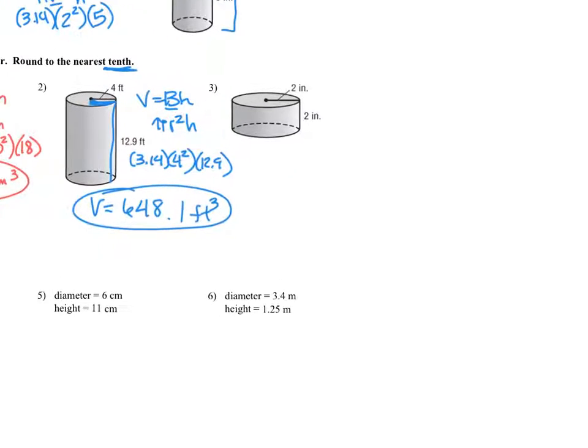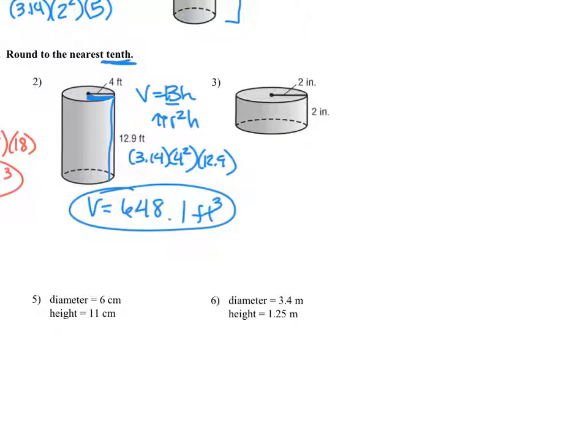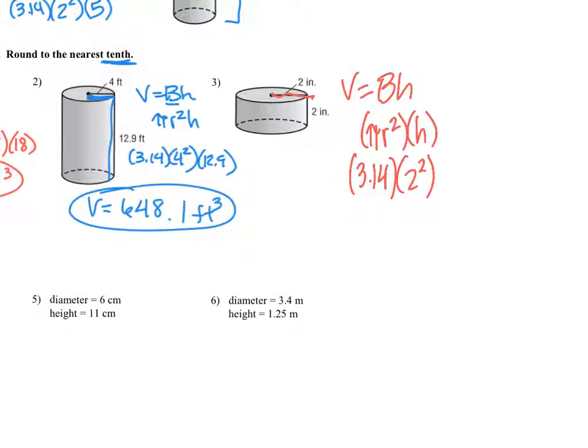And then number 3. So volume equals area of the base times height. So pi r squared times height. So pi 3.14. They already gave us our radius. That's 2 squared times the height, which was also 2. So 3.14 times 2 squared times 2. So it says 25.12 in my calculator, but I'm going to put 25.1 inches cubed.